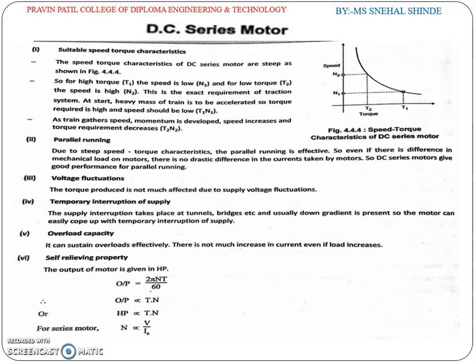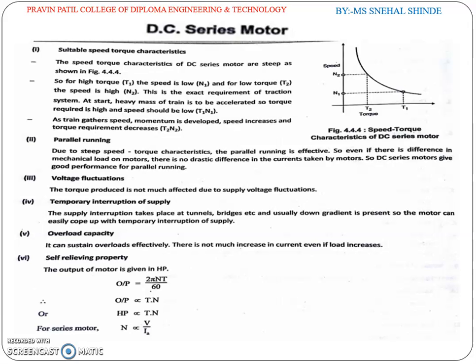So the traction motors used are the DC series motor. Here are the characteristics of the DC series motor, plotted between speed and torque. The speed torque characteristics of DC series motor are shown. For high torque T1, the speed is low, N1, and for low torque T2, the speed is high, that is N2. This is the exact requirement of the traction system.